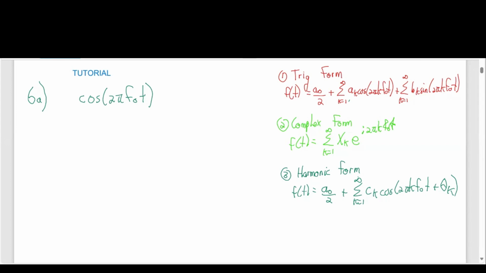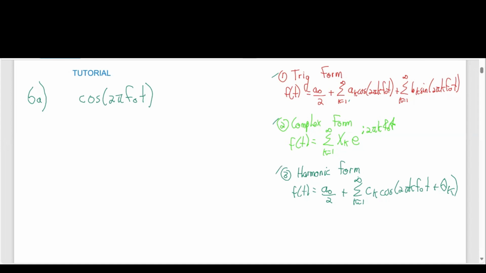A second form is the complex exponential form, which is just the sum of xk e to the j 2 pi k f naught t. And the last form, which is the harmonic form, is a naught on 2 plus the sum k equals 1 to infinity ck cos of 2 pi k f naught t plus theta k. All right, so make sure you know these three forms because it will come back in the end. All right, so we have this.